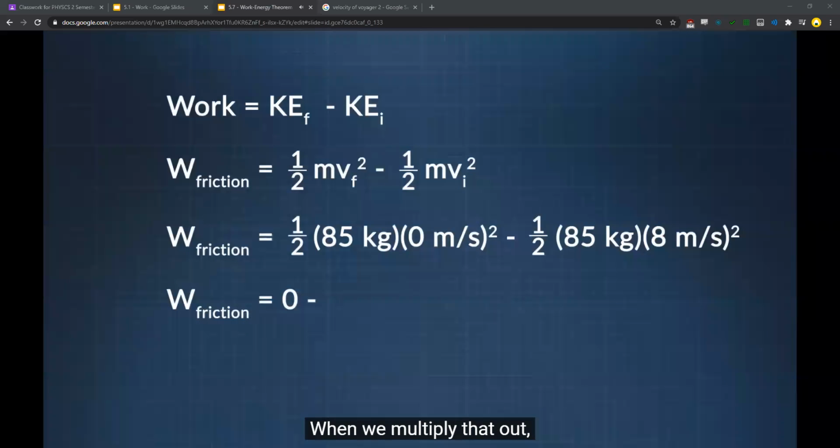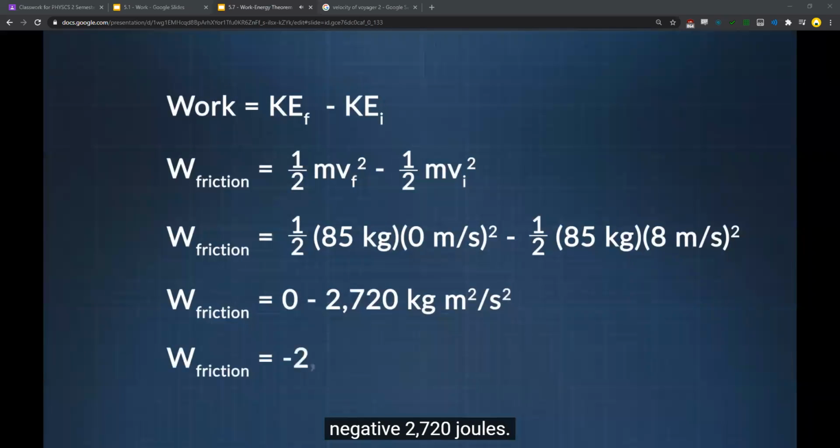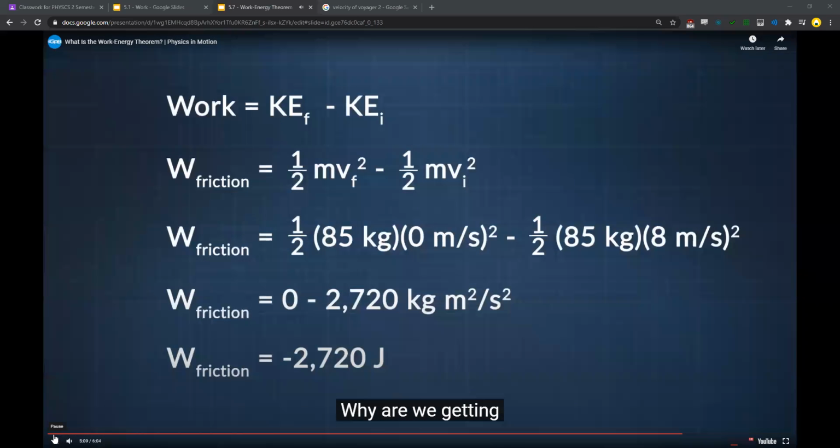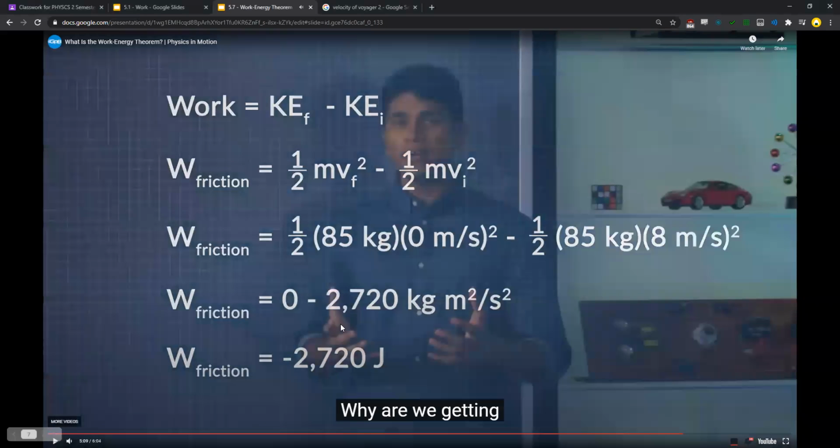When we multiply that out, we get the work done by friction to be negative 2,720 joules. So friction takes energy away from the kinetic energy of the base runner, which is why the work is negative. Energy is being taken away, which is why work here is negative. Friction takes away energy from the baseball runner.